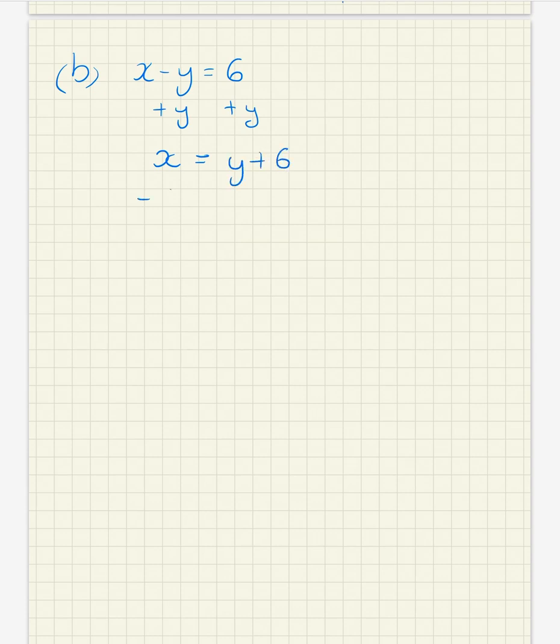And now I'm going to subtract 6. So I get x minus 6 equals y. In other words, y equals x minus 6. And now it's in the form that I want, y equals mx plus c. And so I can say that m equals 1 and c equals minus 6.